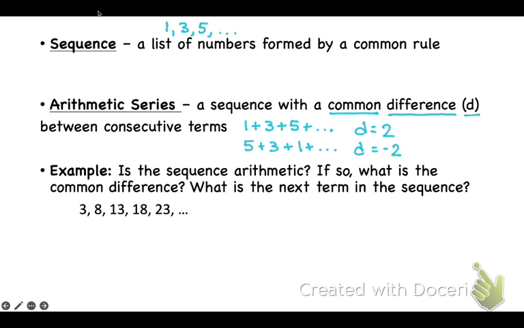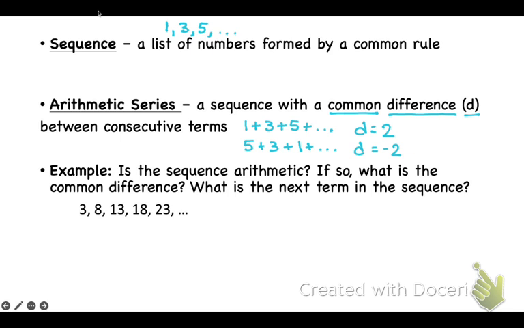Okay, so common difference does not always have to be positive, does not always have to be negative, but it does have to be common. Okay, difference is an addition, subtraction. It is not a multiplication, division. So, is the sequence arithmetic? If so, what is the common difference? And what is the next term in the sequence?